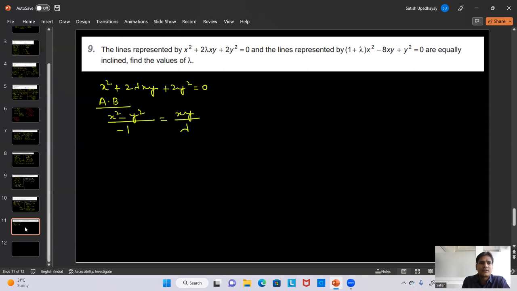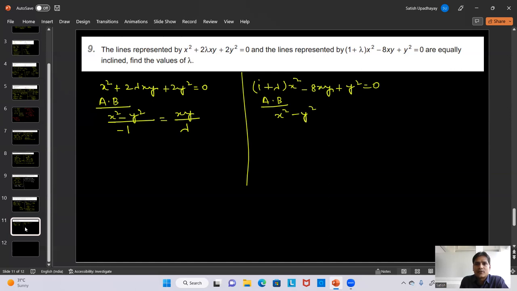So this is for first, and for second, no need to write 1 and 2, so I'm writing here only. So 1 plus lambda into x square minus 8xy plus y square is equal to 0. So angle bisector equation for this pair of straight lines will be x square minus y square upon a minus b, that is 1 plus lambda minus 1, and that will be equal to xy upon h. What is h? h will be equal to minus 4 in this case.